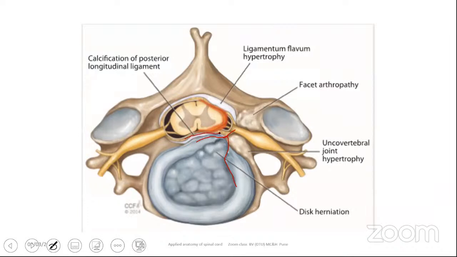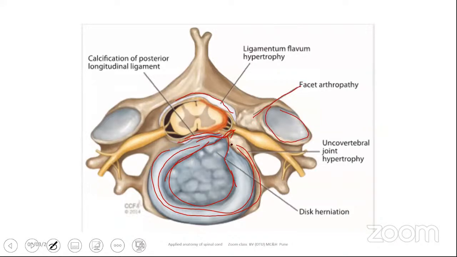As I said, the spinal cord is placed posteriorly. The vertebral bodies are anteriorly. In between two vertebrae, there is a disc, and the disc has got annulus fibrosus and nucleus pulposus. The pulposus can protrude. This is the ligamentum flavum that is posterior to the spinal cord, and you can see the arthropathy or the degenerative changes which are pressing on the nerve. So this is a disc herniation which is depicted here.